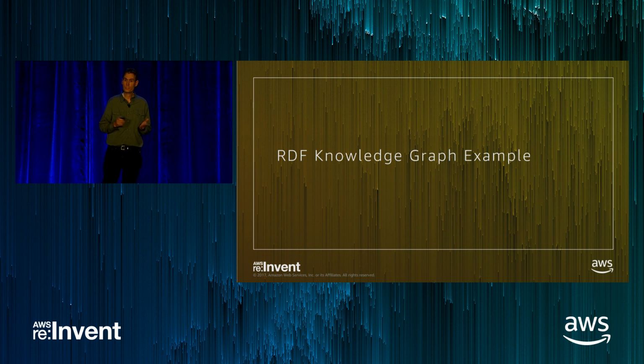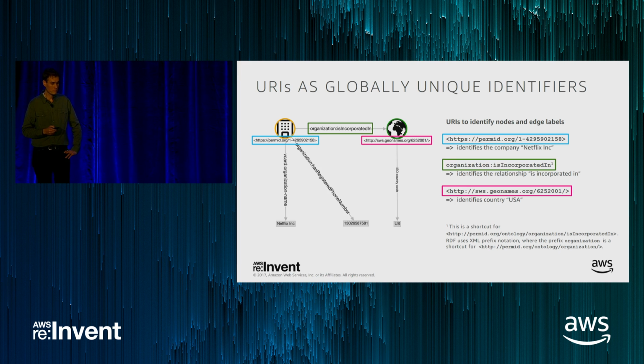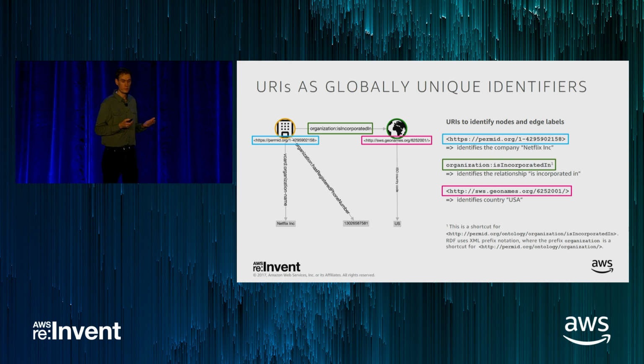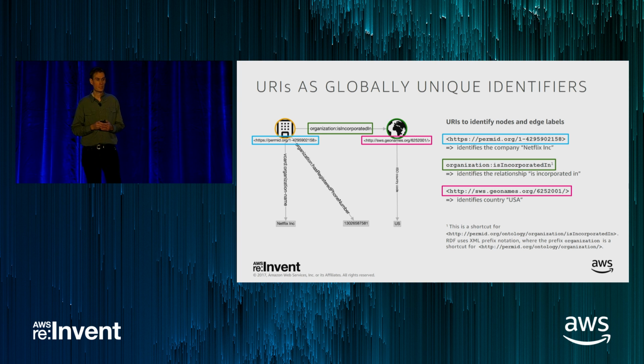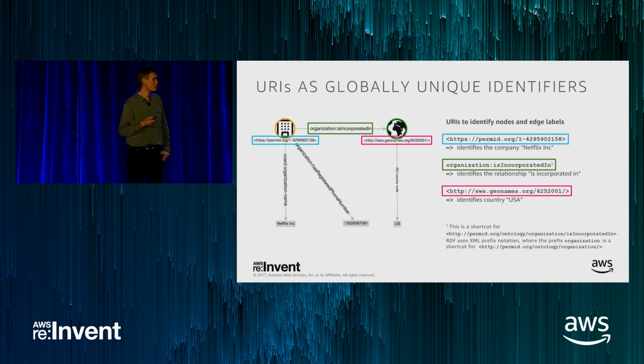So let's go through an RDF knowledge graph example. We talked a little bit about the structure of RDF, and this is another example. In this case, this is using the OpenPermID data set that's provided by Thomson Reuters. And we're going to go through the example here using Netflix. If anyone attended the workshop yesterday, you'll see that there's some commonality here.